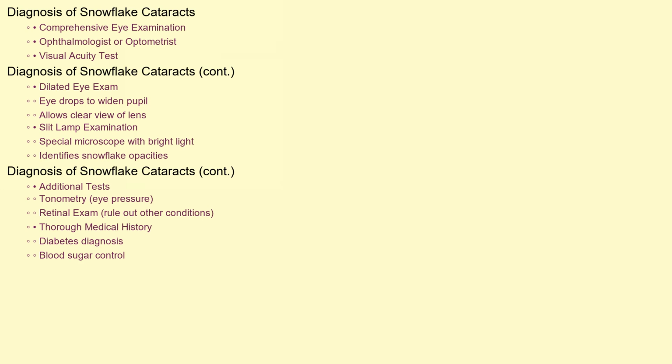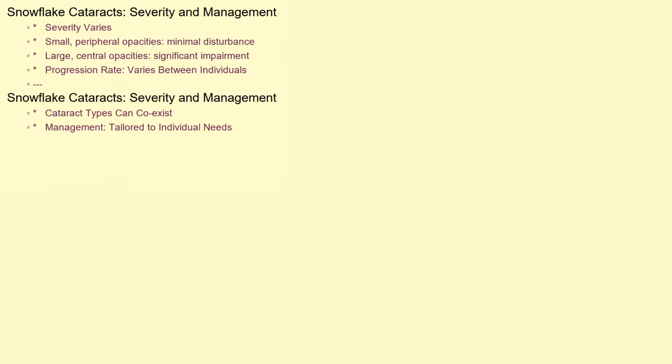Other tests, such as tonometry to measure eye pressure and a retinal exam, may be performed to rule out other eye conditions. A thorough medical history, including information about diabetes diagnosis and blood sugar control, is also essential for accurate diagnosis. While snowflake cataracts themselves are not typically classified into different stages like age-related cataracts, the severity and location of the opacities can vary. Some may be small and peripheral, causing minimal visual disturbance, while others may be larger and more centrally located, leading to significant vision impairment. The rate of progression can also vary significantly between individuals.